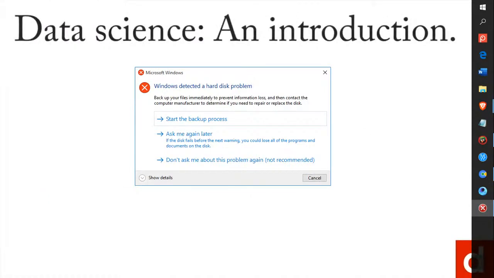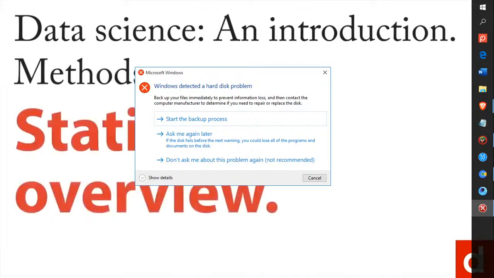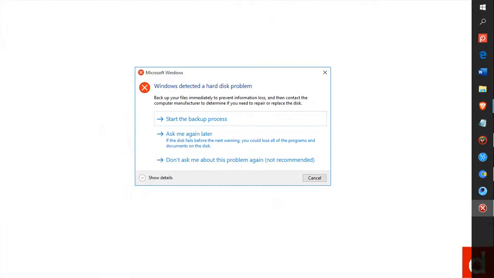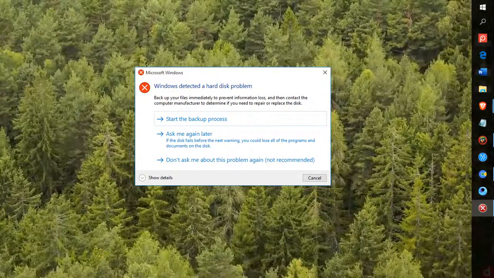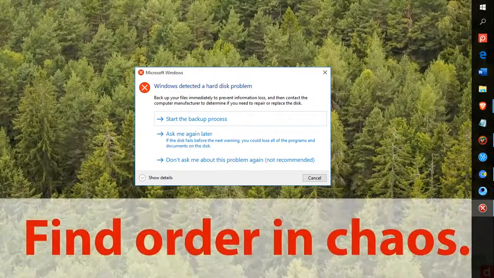Now, data science wouldn't be data science and its methods without a little bit of statistics. So I'm going to give you a brief statistics overview here of how things work in data science. Now, you can think of statistics as really an attempt to find order in chaos, find patterns in an overwhelming mess, sort of like trying to see the forest and the trees.